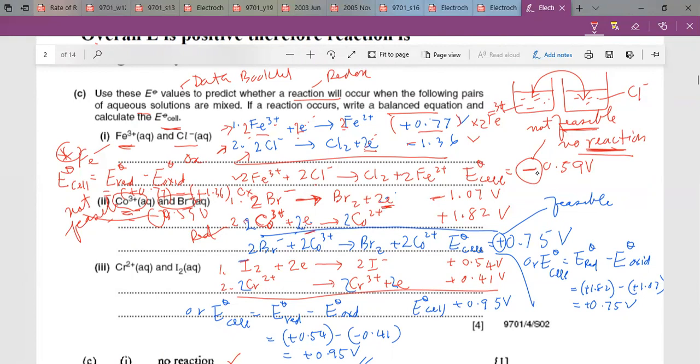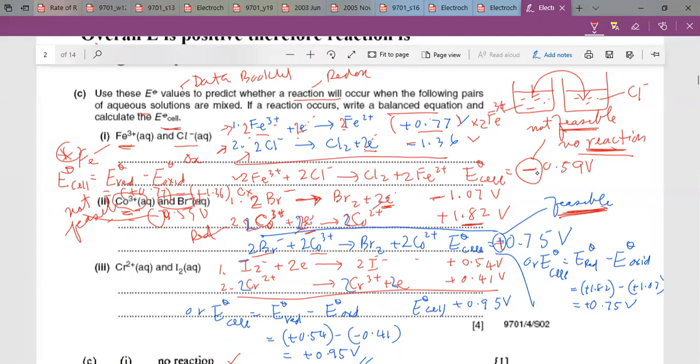So I times all by 2. 2 and 2. I don't touch this. You keep it raw because all of them are 1 molar. So I cancel off the 2 electrons here, right? So voila, just nice. So I got 2 Br minus, 2 cobalt 3 plus, and Br2 and 2 cobalt 2 plus here. And you just add them up, positive. Feasible. See? Feasible. That means it can occur.